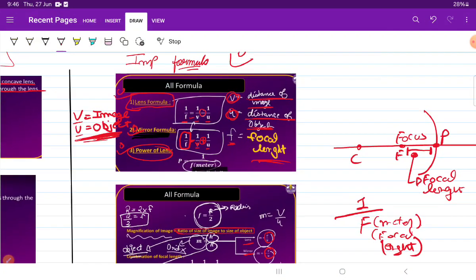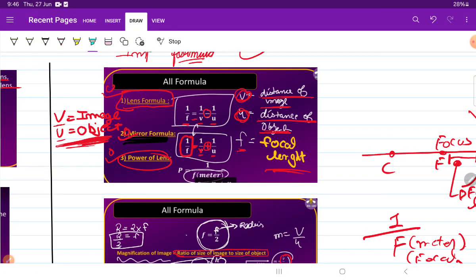Now let's see some important formulas for a lens. One formula is there for a lens. First of all, let me erase all the unnecessary things.